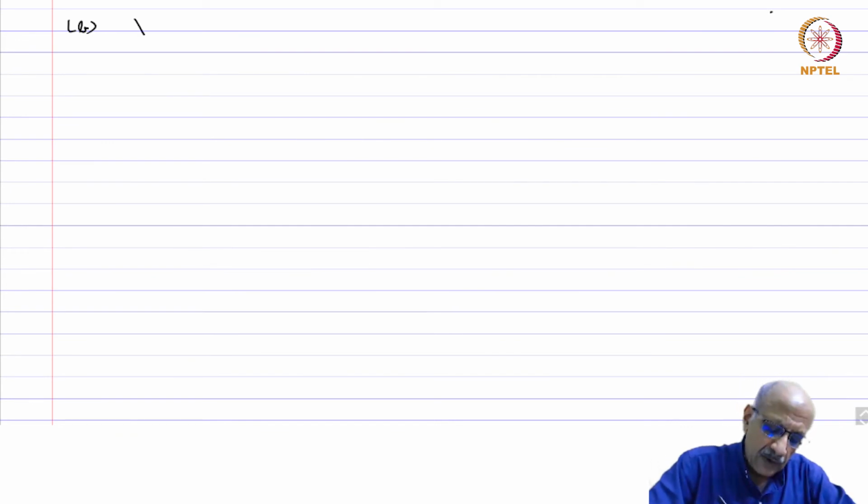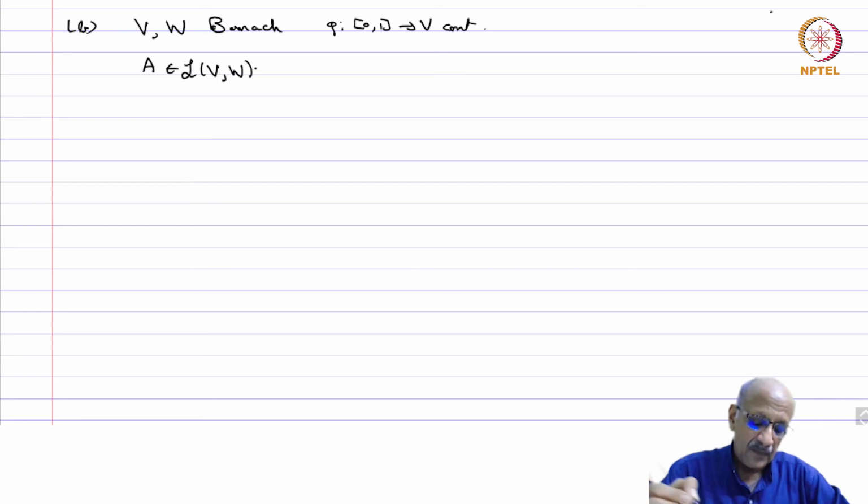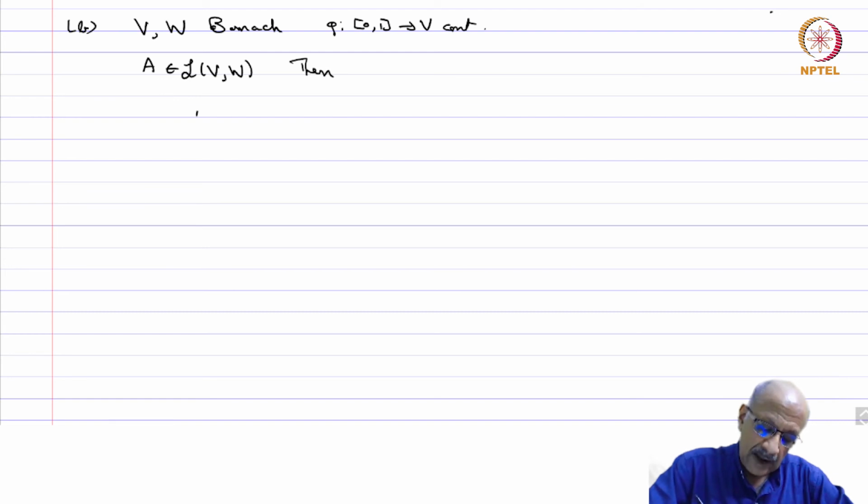So, V, W normed Banach spaces and phi from 0 1 to V continuous, then A belongs to L(V, W), it is a bounded linear operator from V to W. Then A of integral 0 to 1 phi t dt is equal to integral 0 to 1 A of phi t dt.